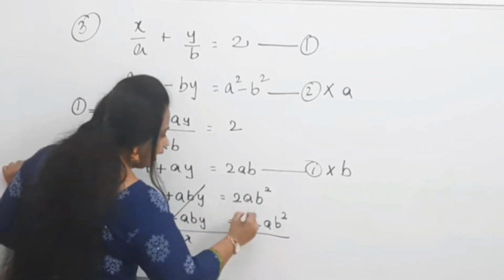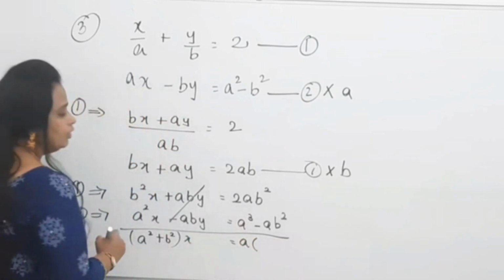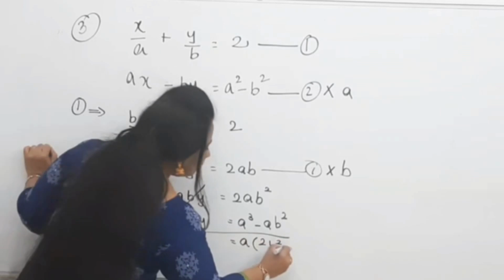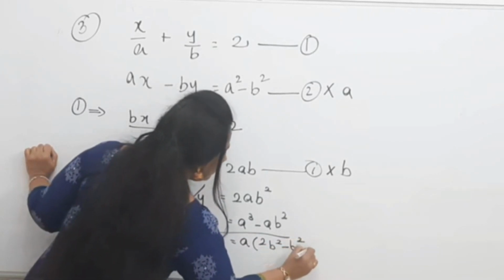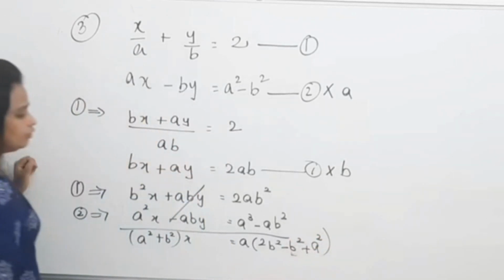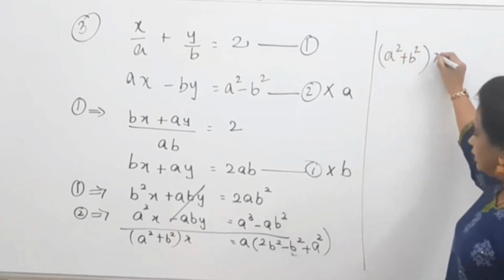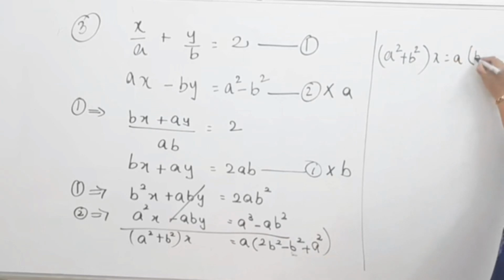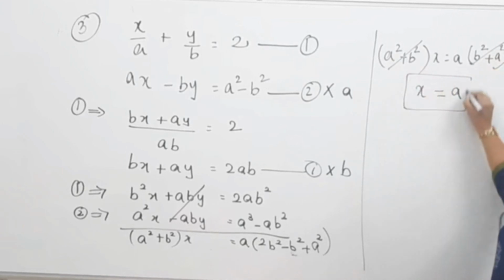So I am left with a square plus b square into x is equal to... So in this, a is common. So I would take my a here. So I am left with 2b square minus ab square plus a square. Now I would have a square plus b square into x is equal to a into 2b square minus 1b square is 1b square plus a square. You can see here this gets cut. That means my x is equal to a.